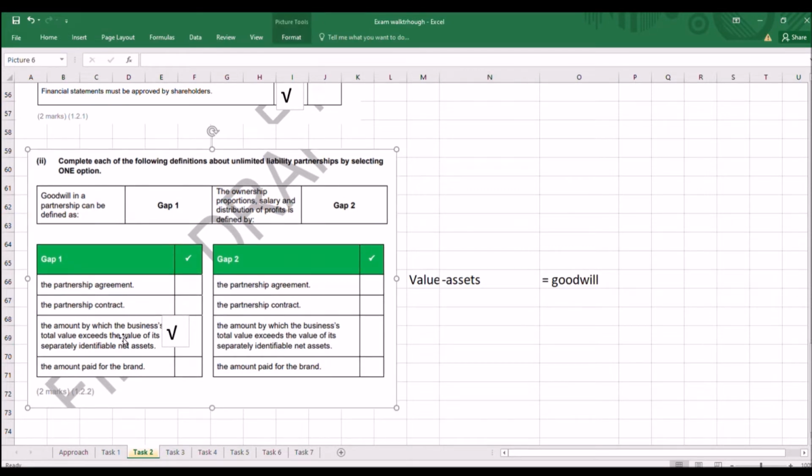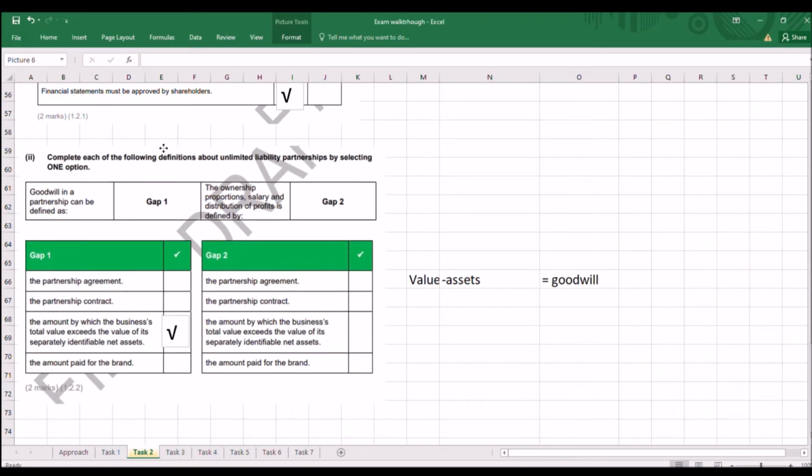Goodwill can be defined as the value by which, and the ownership proportions, salaries, and distributions of profits are defined by the partnership. Well, it's an agreement for partnerships, really, because it's unlimited liability partnerships. So we haven't got any kind of liability contract going on here. So we're going to go partnership agreement in here over partnership contract. Right, okay, so it's the same thing. So these two down here are about goodwill, of which that was the answer, technically correct. And these two here are about partnerships, of which that one's the correct one.